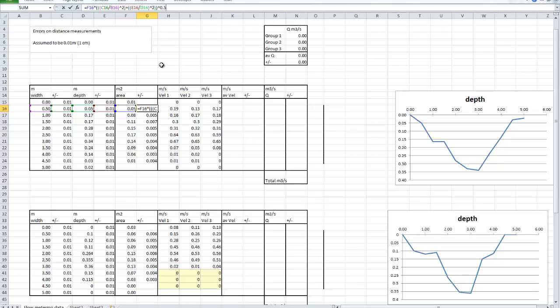Now in fact, in this case, it should be a little bit more complicated because you're not just working out the area of a rectangle, you're also working out the area of that triangle as well, but I've disregarded that in this case. It's minor, you don't need to go into that. But you'll need to use this formula again when you multiply the area by the velocity.